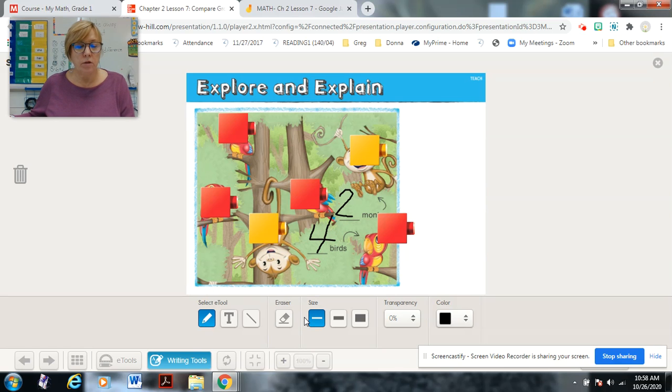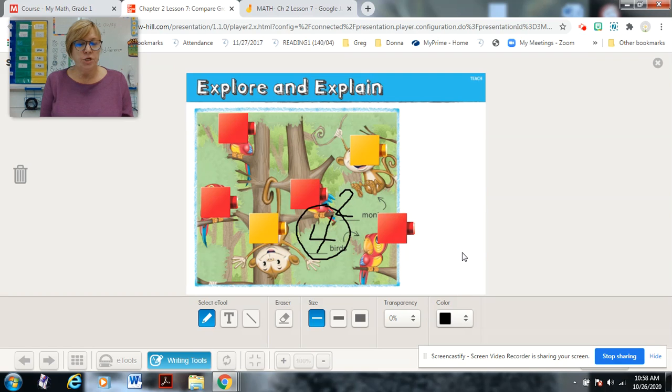Which is the larger number? Put your finger on it. Okay, yes, the birds. There's 4 birds. Circle the 4 because that is the larger number. Okay. We're not done yet. We can still do so much with this picture.